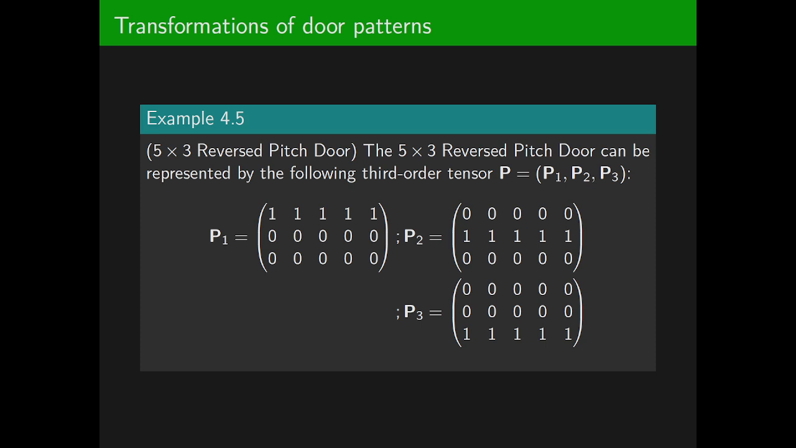Because it only applies to pitch, the example is only considered on pitch as well: the 5x3 reverse pitch door, 180-degree rotation. What does that look like? It looks like this.